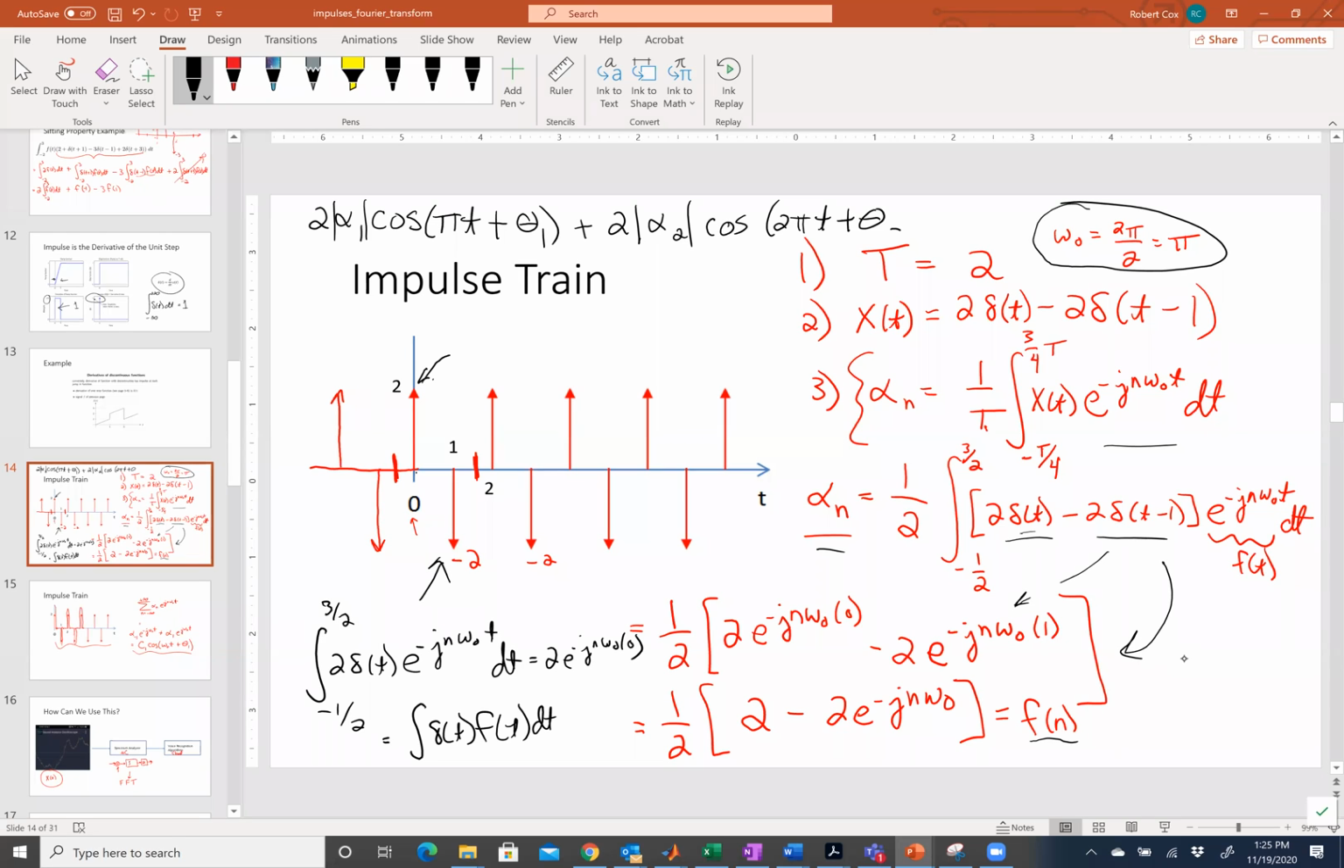And what you're doing is figuring out how much of each of these things I need to add in to make that summation look exactly like this impulse train. That's what's happening.